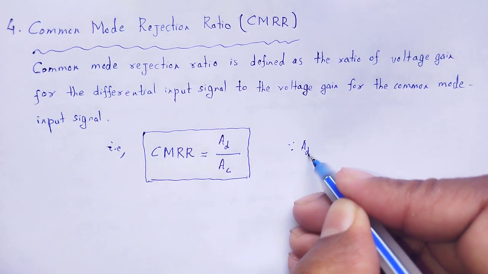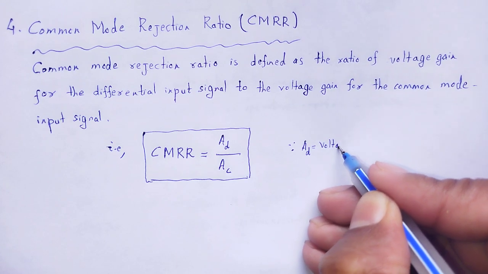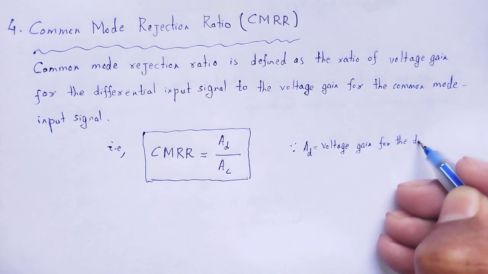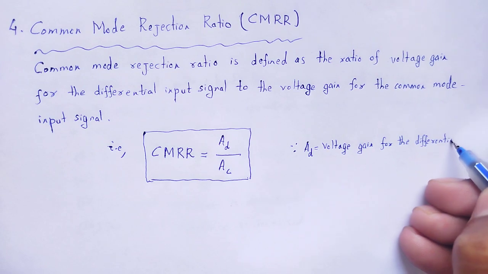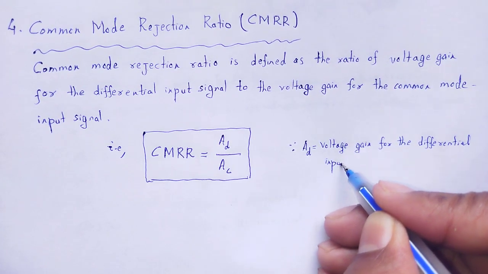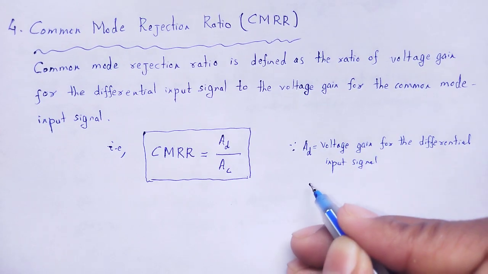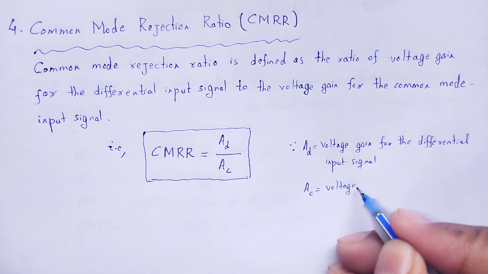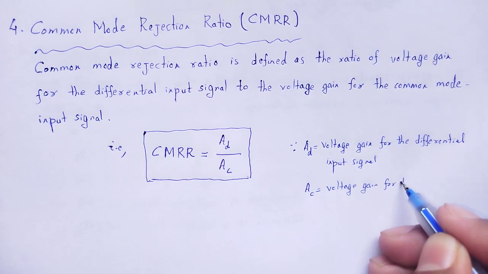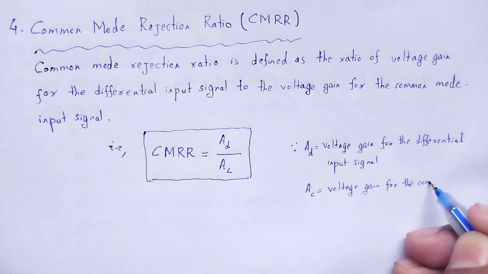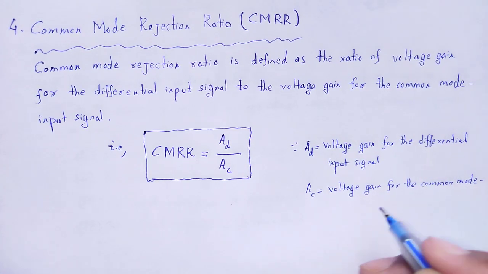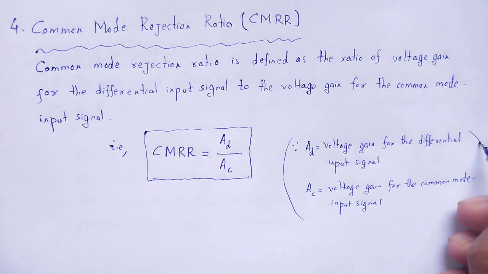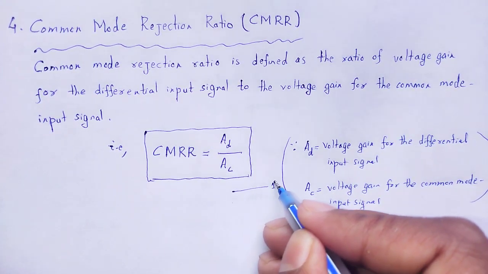Where AD is the voltage gain for the differential input signal, and AC is the voltage gain for the common mode input signal. Taken as equation number 1.